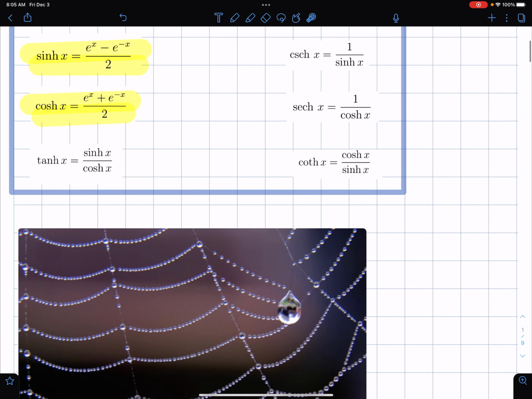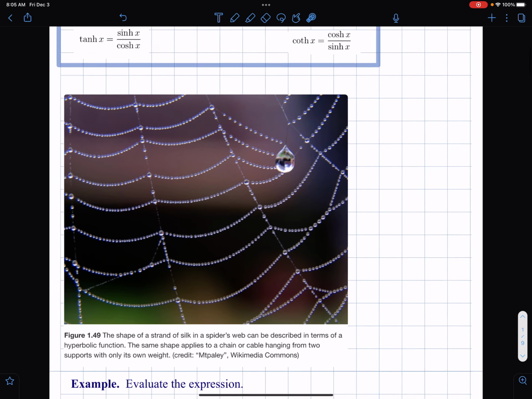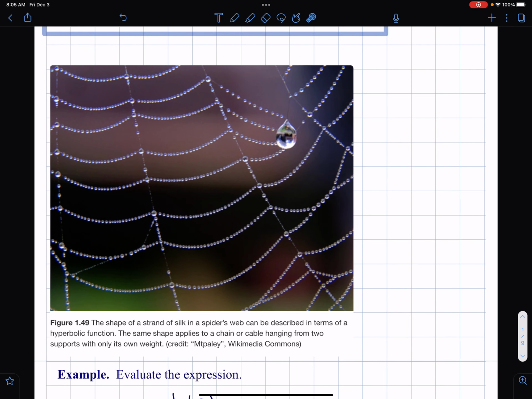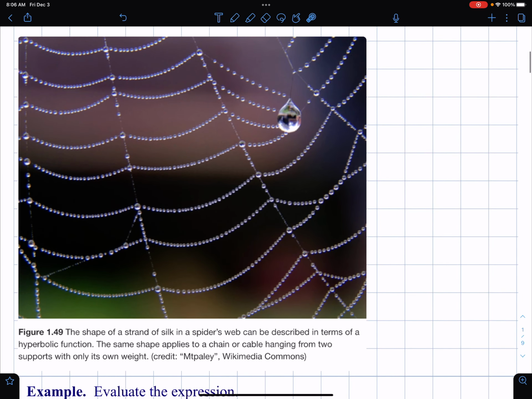Here's a nice little picture out of the textbook, OpenStax.org. The shape of a strand of silk in a spider's web can be described in terms of a hyperbolic function. Did you ever think of that? What type of curve this is? It's not a parabola, it's not a semicircle, it's a hyperbolic function. The same shape applies to a chain or a cable hanging from two supports with its own weight. All right, so we'll talk about that a little bit.